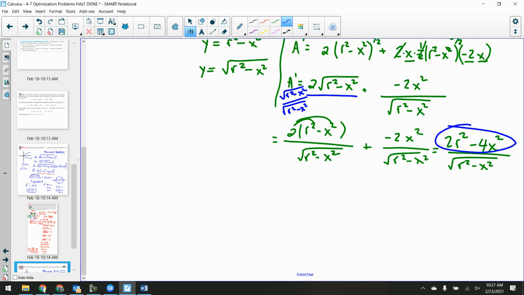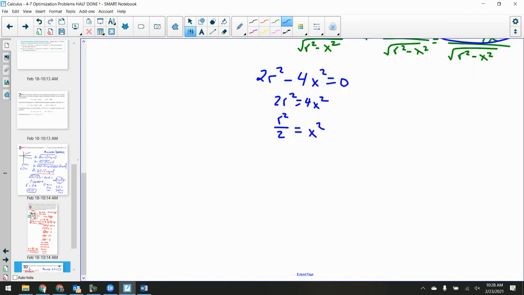Well, 2r squared minus 4x squared equals 0. So that means that 2r squared is equal to 4x squared. So getting this in terms of x, I divide over, and then I square root. I'm going to get r squared over 2 is equal to x squared. And then I square root it. X is equal to the square root of r squared over 2. So that's really just r over the square root of 2.